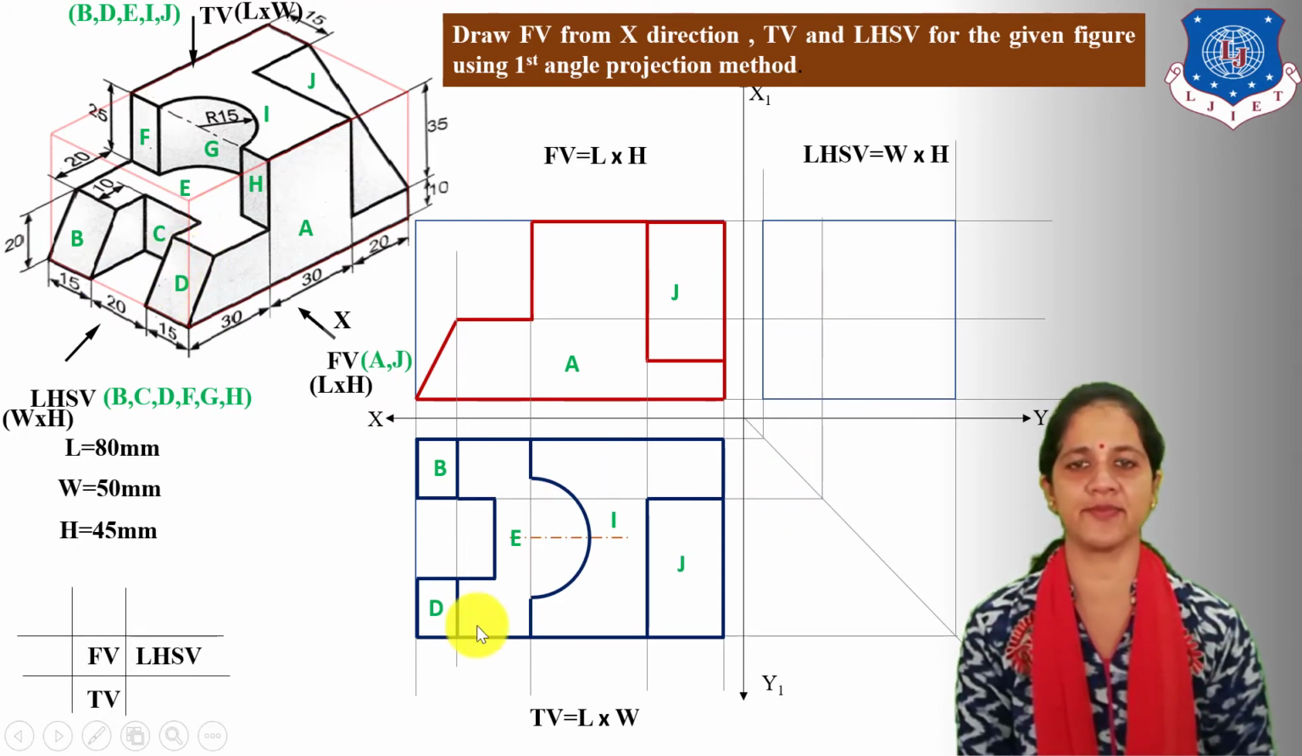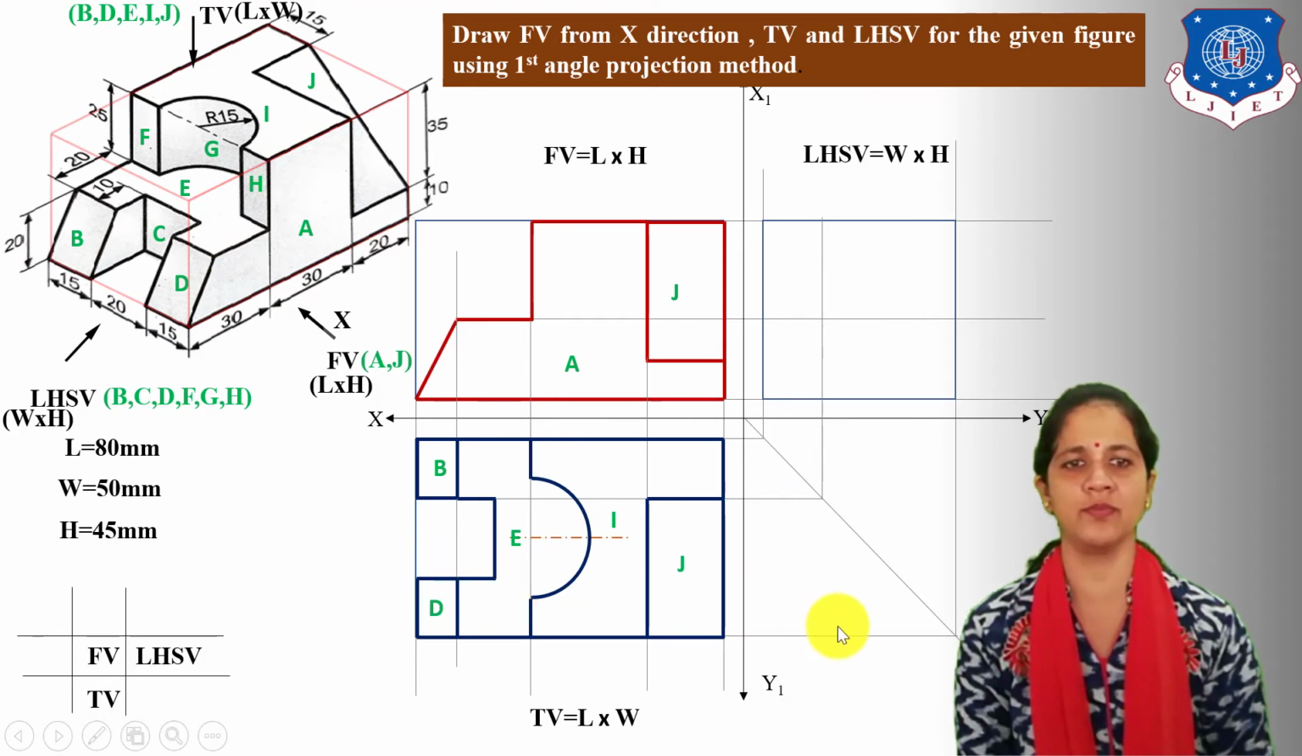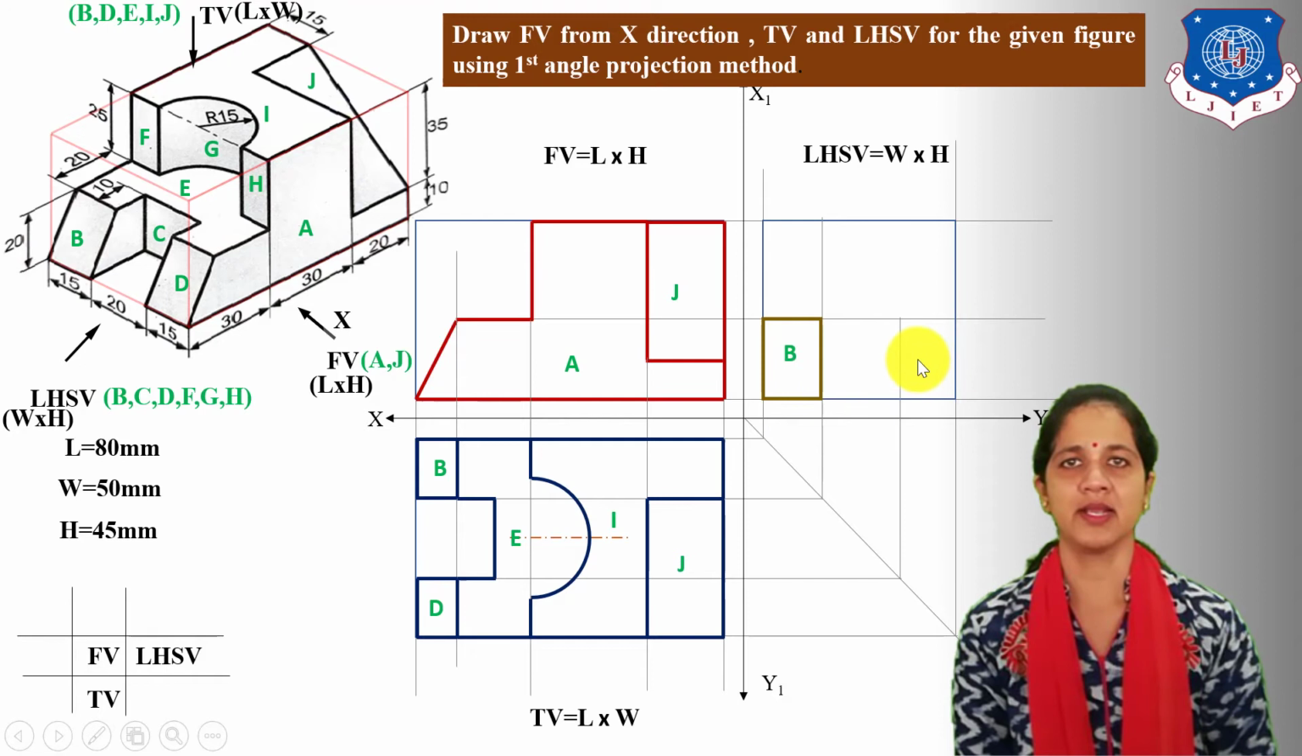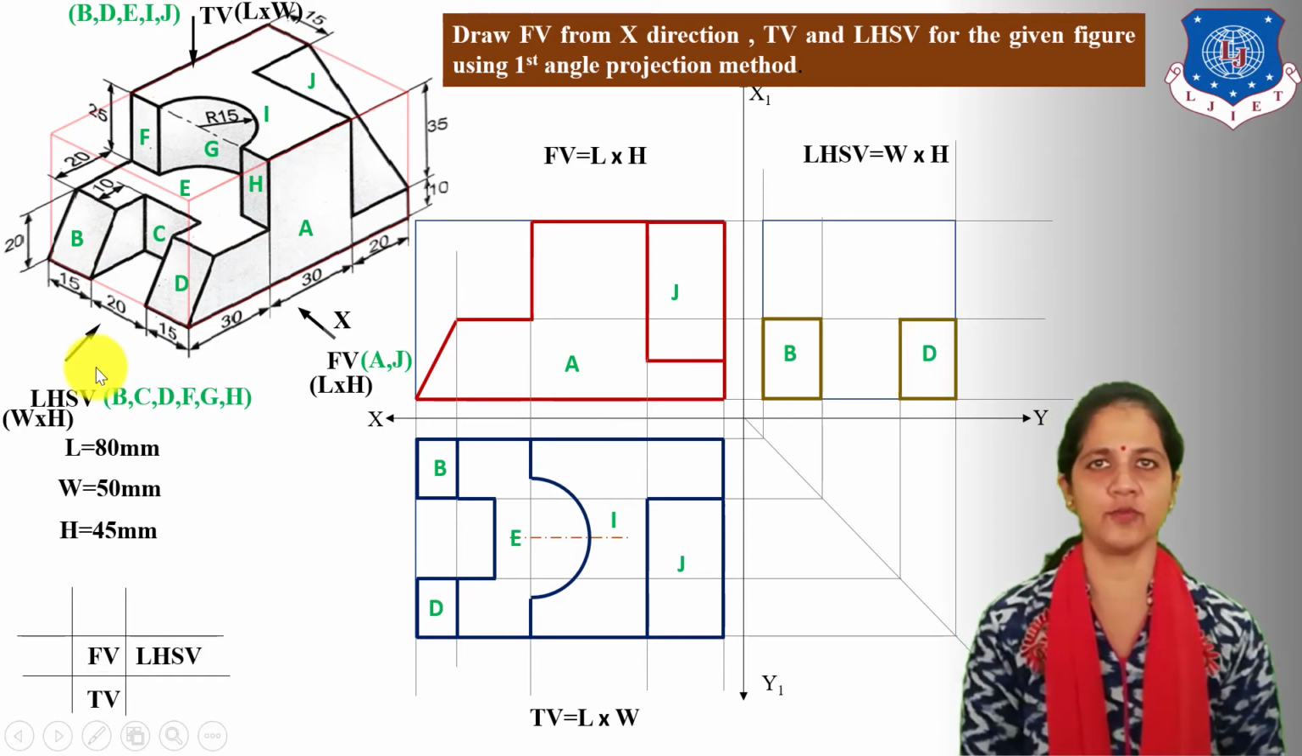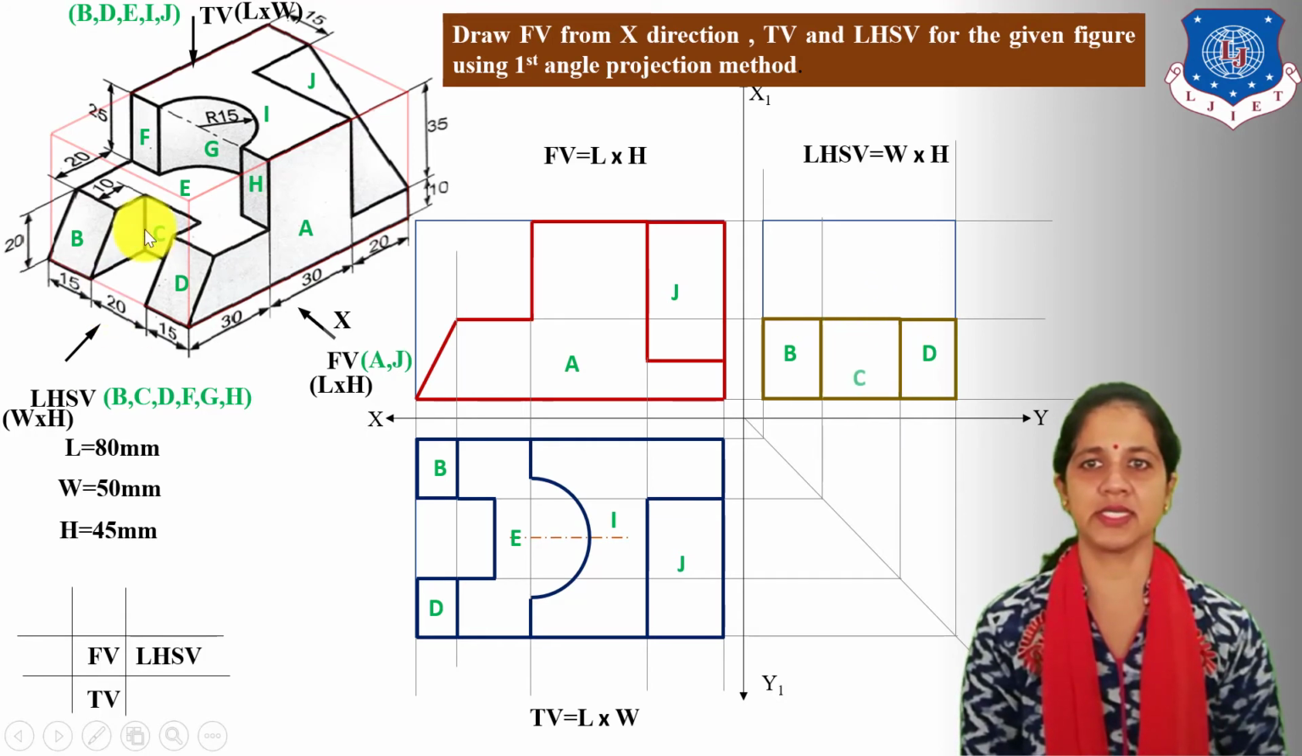Similarly, for the D surface, transfer this 15 mm width from the top view. Here, this rectangle indicates the B surface and this rectangle indicates the D surface. From the side direction, we cannot see length, so this area indicates the C surface.